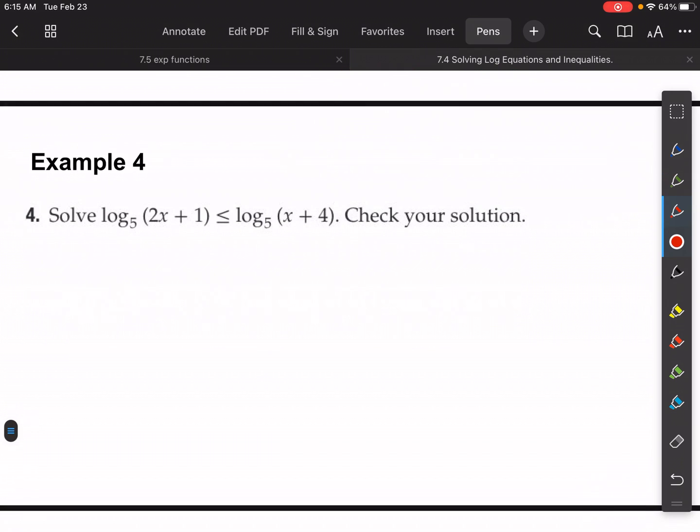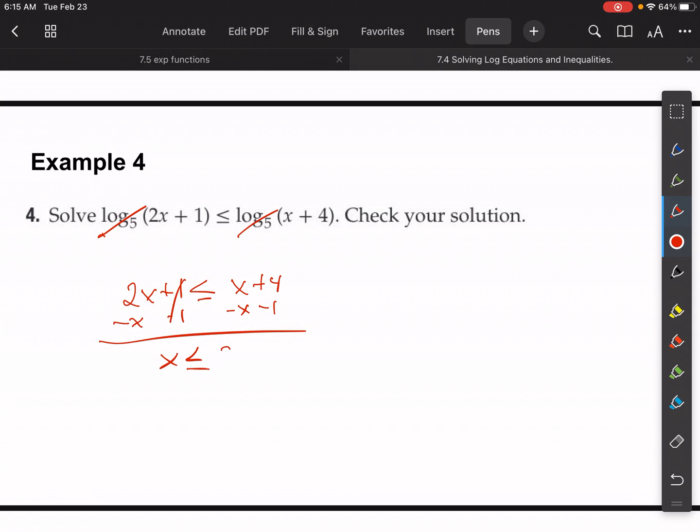Well, I'll explain it when I get to it, but let's do it. So we have this logarithm here that's the same on both sides. It's log base 5, so we can drop those. We get 2x plus 1 is less than or equal to x plus 4. Okay, so when I solve this, I can move my x over, I can move my 1 over, and I get x on this side is less than or equal to 3.